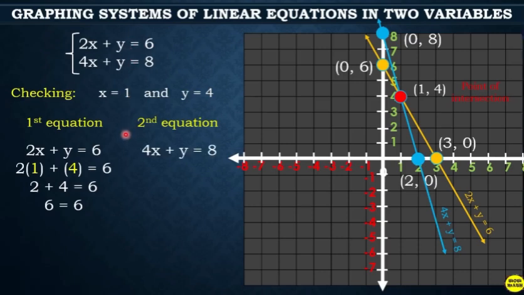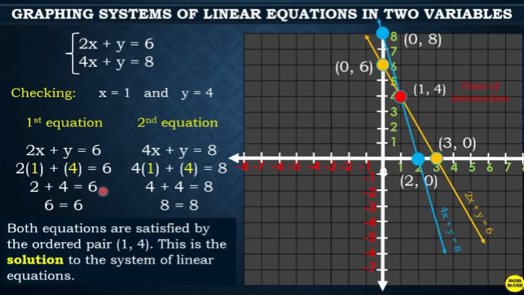Okay, so our second equation is 4x plus y equals 8. So let us check by substituting the value of 1 and 4 to x and y. So we have 4 times 1 plus y. Your y is 4 equals 8. So 4 times 1 is 4 and then this is 4 equals 8. So 4 plus 4 is 8 is equal to 8. So they are equal. So ibig sabihin, yung solution natin na (1, 4) ay nag-satisfy din sa second equation.